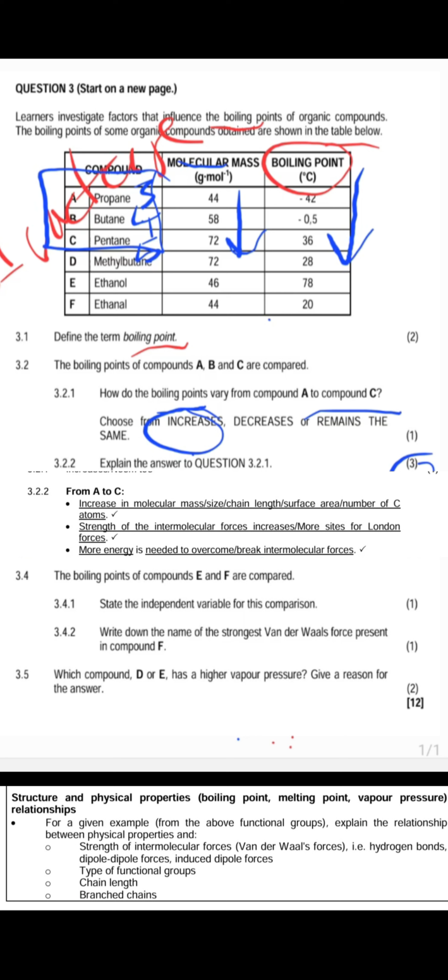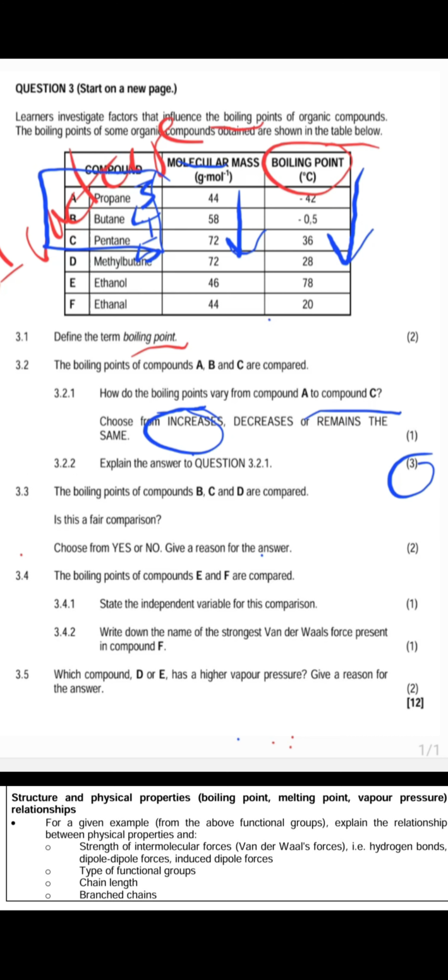So as we strengthen the intermolecular forces, that means there is now more energy needed to overcome these strong intermolecular forces that we've spoken about. That's just how we explain this. If we increase the chain length, we increase the intermolecular forces. That means more energy is needed in this regard.